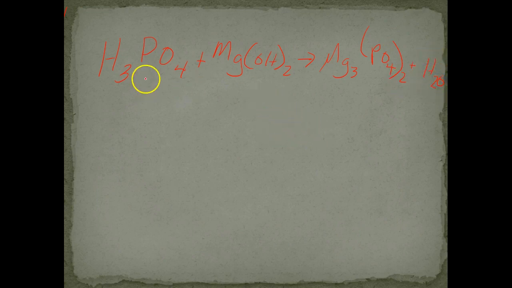Okay, first thing you want to look at, I've got PO4, which is a polyatomic ion, and I have a PO4 over here. That means I have 2 PO4s.